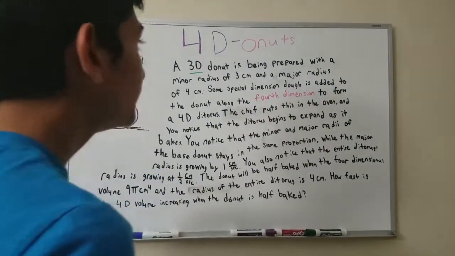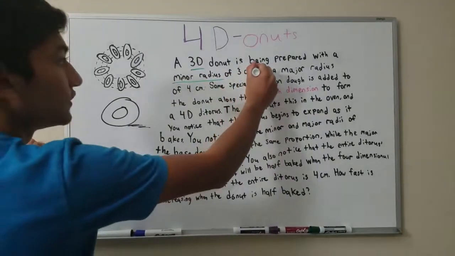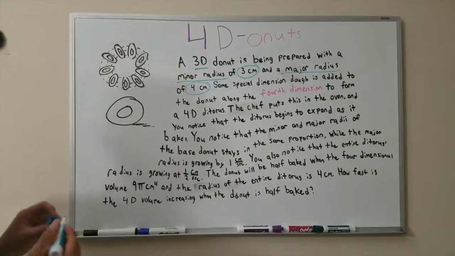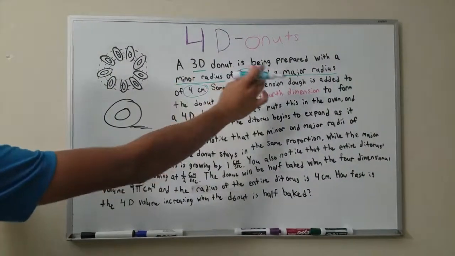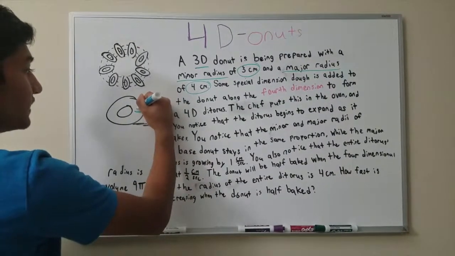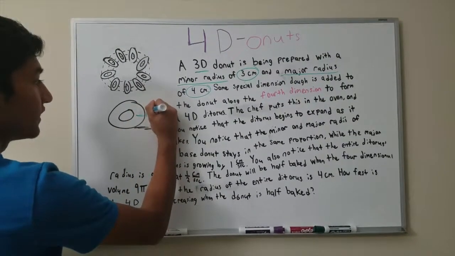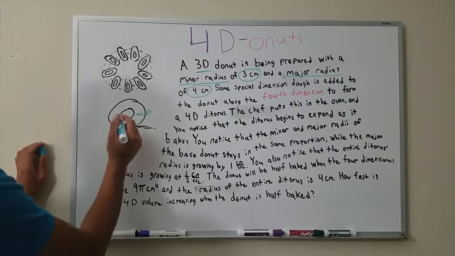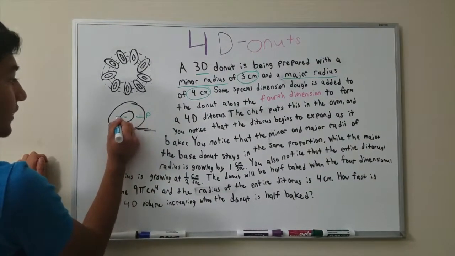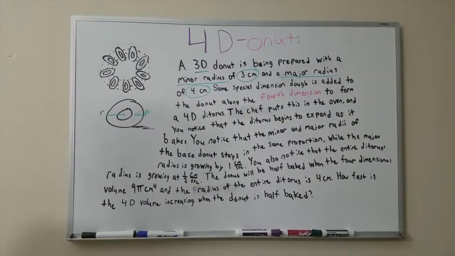Now the 3D donut is being prepared with a minor radius of 3 centimeters and a major radius of 4 centimeters. So we talked about what a minor radius and major radius was before. The minor radius would be this value, and we can assign this as little p, lowercase p. And the major radius will be the radius of the entire donut, and we will call this value lowercase r.